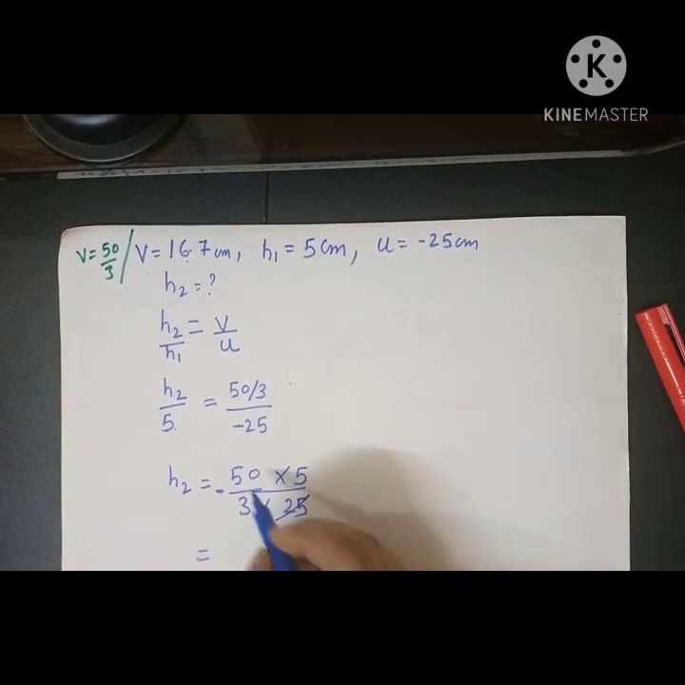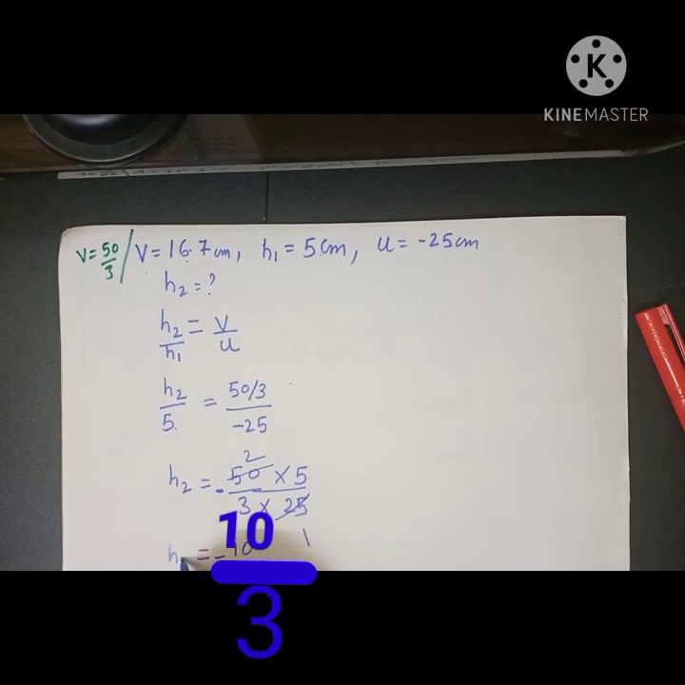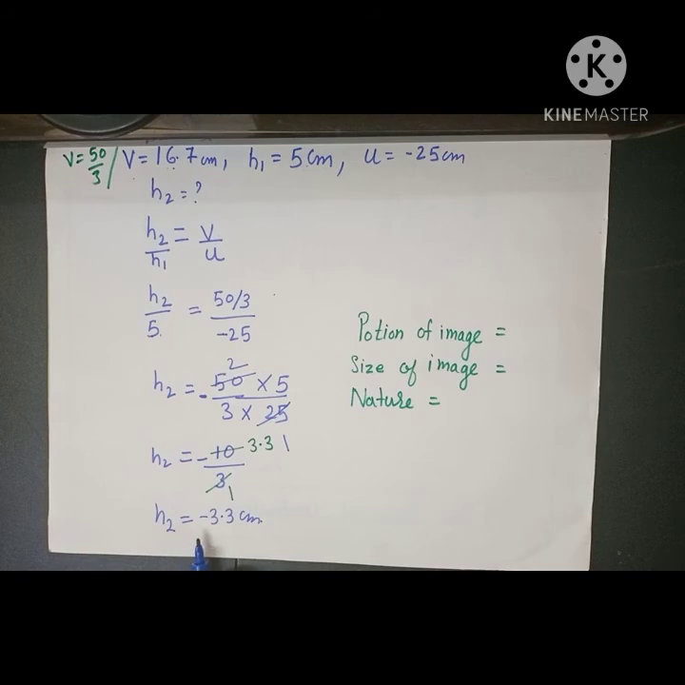So 25 ones are 25, 25 twos are 50. So when you all will calculate 5 twos are, it will become 10, 3 ones are 3. So h2 is minus 10 upon 3. After cancellation, it becomes 3 ones are 3, 3 threes are 9, point 1 is left. So we'll write, it becomes 10. So student, we got height of the image, that is minus 3.3 centimeter after calculation.